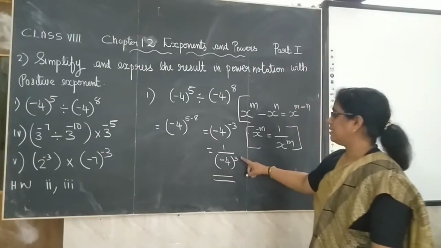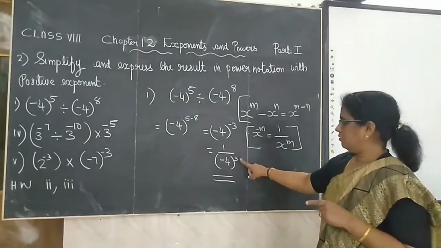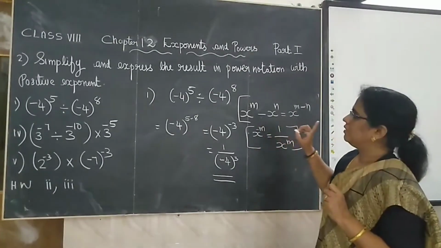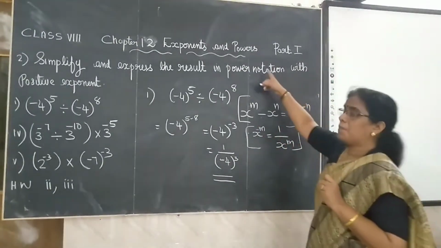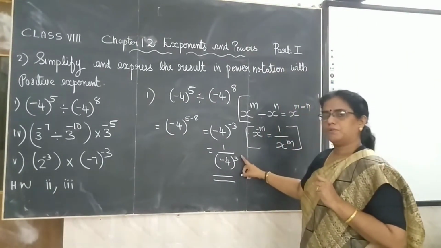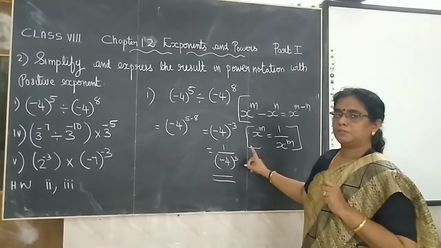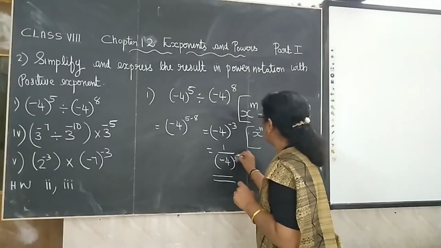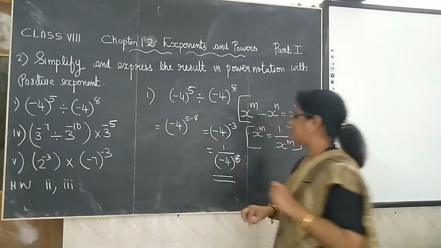You have to write the answer in exponential form. No need to multiply and find the normal answer. You have to express the result in power notation. Power notation means exponential form. So 1 by (minus 4) raised to 3 is the answer.